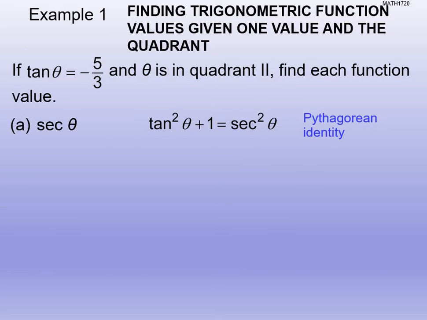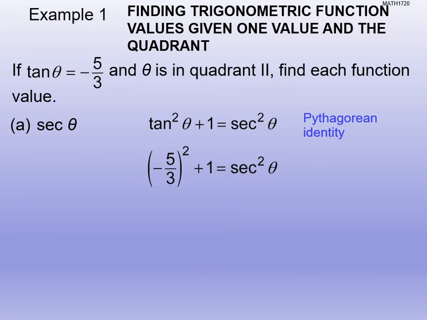All right, so that's our Pythagorean identity. We're going to substitute in what we know. We know that tangent of theta is negative 5/3, so we're going to substitute that in for tangent. So we're going to get (negative 5/3) squared plus 1 is equal to secant squared theta.